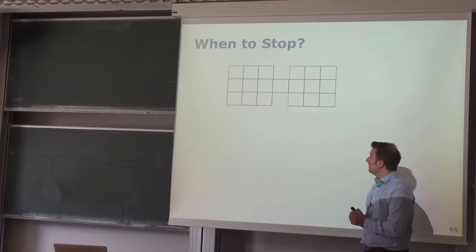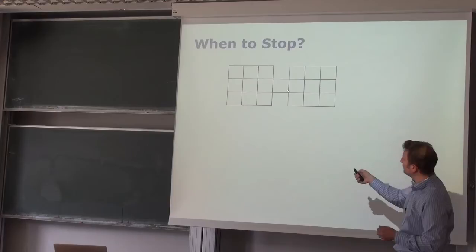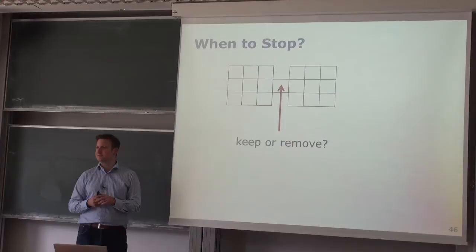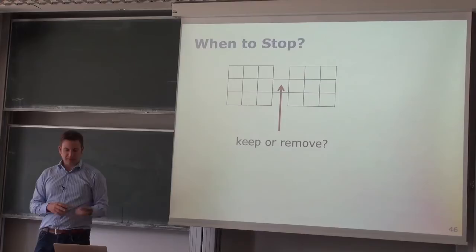So consider we have this figure over here. So these are kind of here, 9 pixels, and here's 1 pixel. We can peel it away further and further, but the question is when do we need to stop? So the key question is, should we remove or should we keep this pixel? If you peel away layer by layer, what do you think? Should we keep it or should we remove it?